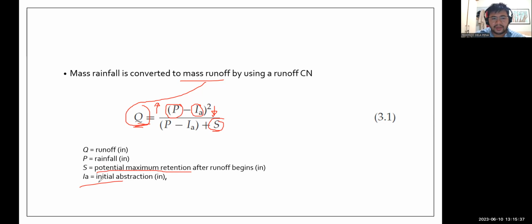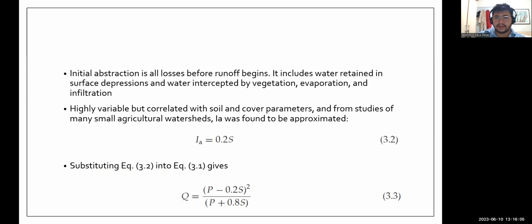Now, what are these parameters? Abstraction is basically all the processes that contribute to loss of water, such as evapotranspiration. On the other hand, retention is more of the storage of water on the surface, particularly ponds, and so on. But let's discuss that later on. Initial abstraction is all the losses before the runoff begins. That can include, of course, water in surface depressions like ponds or topographic lows. Also, the water lost to vegetation, evaporation, and infiltration.